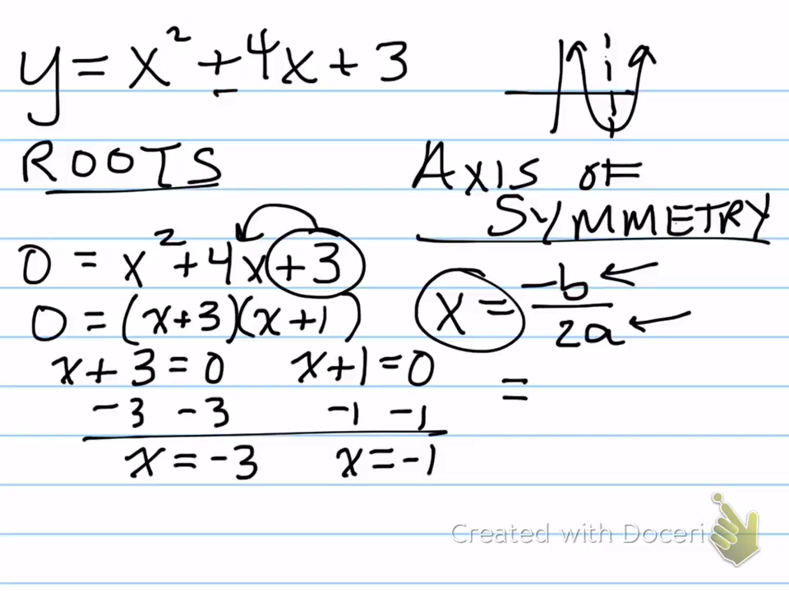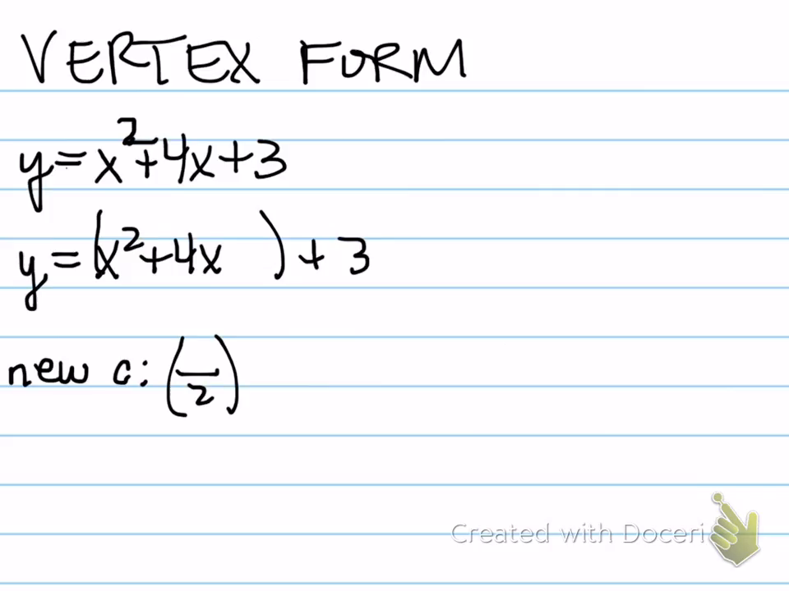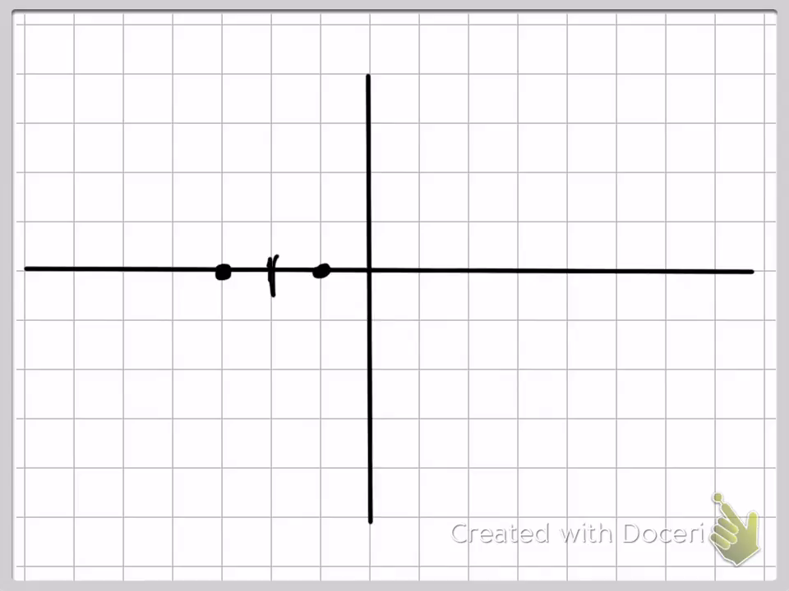And the b is 4 in this case, so the opposite of b is negative 4. And in the denominator we'd have 2 times the a value, and the a value here is 1. This would give us an axis of symmetry of negative 4 over 2, which is simply x equals negative 2. We'll go to the graph, and where negative 2 is, we can draw an imaginary line, and that's going to go right down the middle of our parabola. And it's no coincidence that it is equally spaced from the 2 zeros.